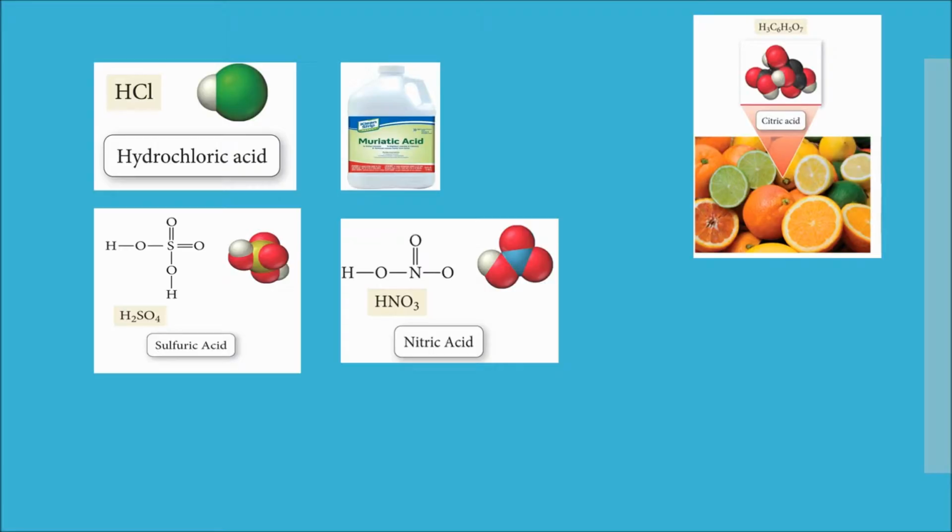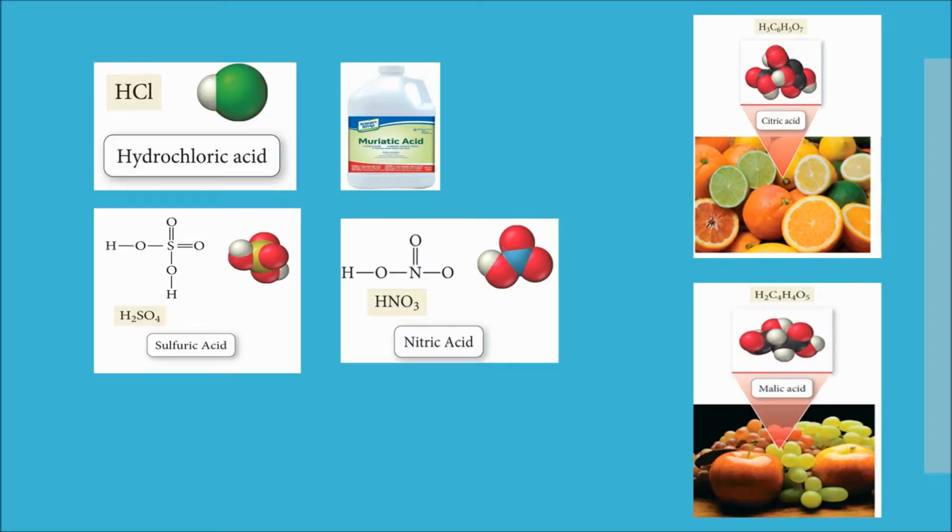Organic acids are found in limes, lemons, citric acid, or perhaps malic acid, which you'll find in your fruits such as apples and grapes. Now, these are some of the more common acids that you will run across in going about your day-to-day life.